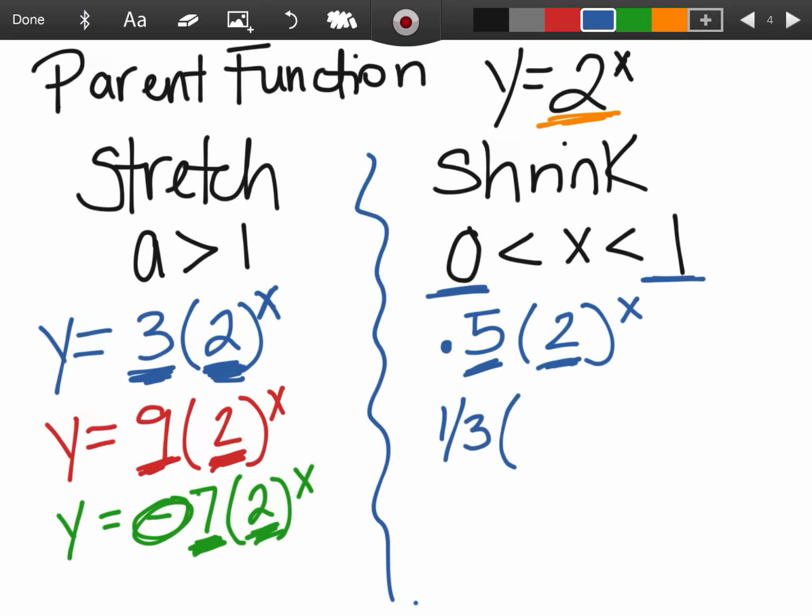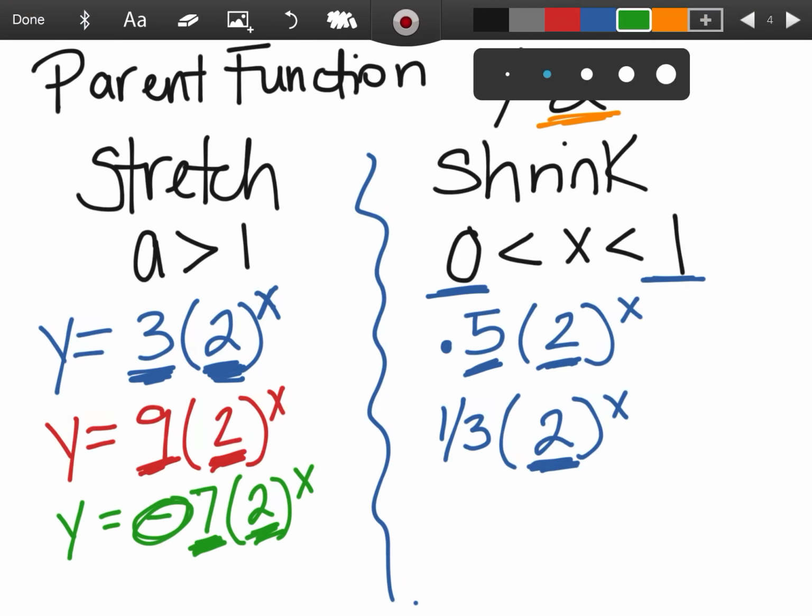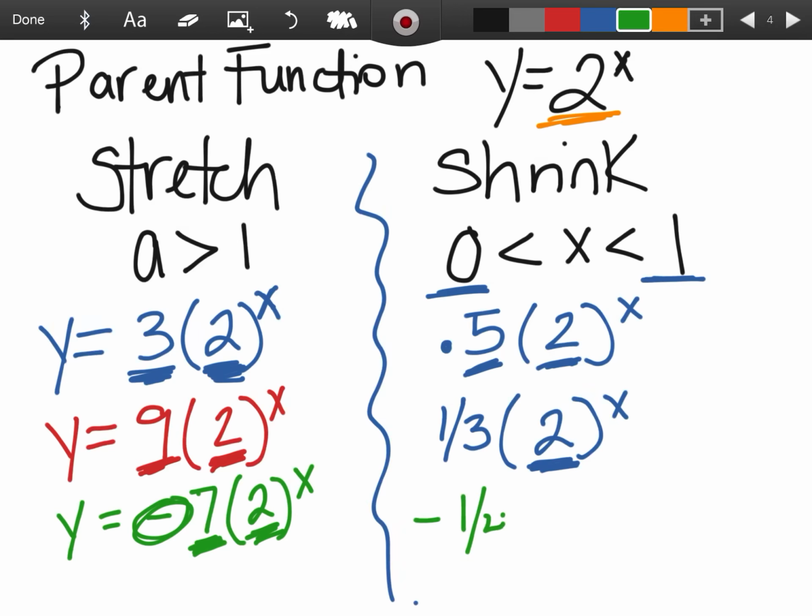Or let's do 1/3 times 2 to the x. 2 is our base. It tells us that it's growth, and then the 1/3 tells us that it's a shrink by 1/3. And then lastly, what if I add a negative to that? Negative 1/4 times 2 to the x. The 2 tells us, again, growth, but then this tells us shrink by 1/4, and it's also a reflection over the x-axis because of the negative sign here. So that's A.